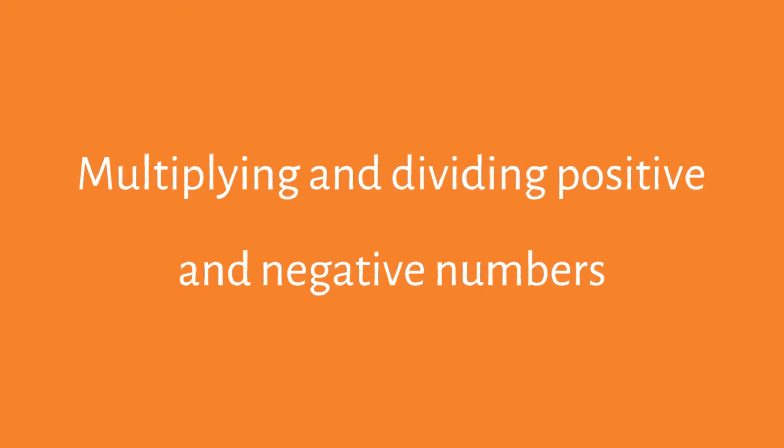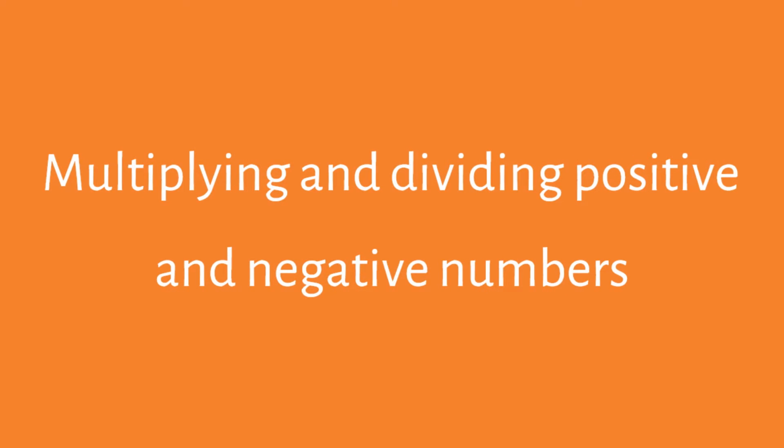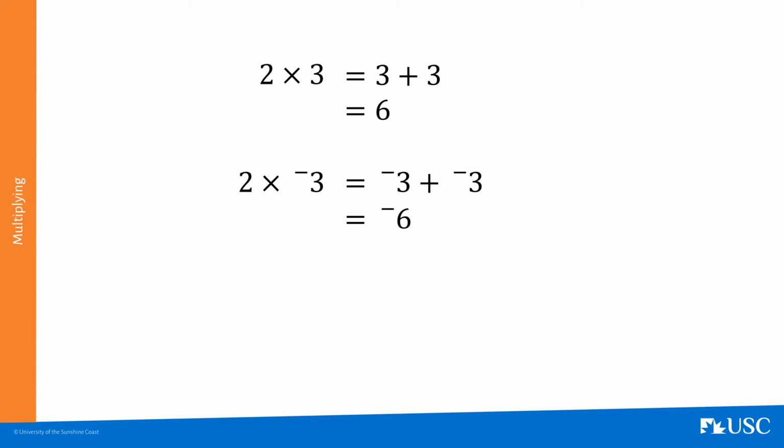Let's now tackle multiplying and dividing integers. Let's do 2 times 3. Well, that's just 2 lots of 3, so that is, of course, a positive 6. Whereas 2 lots of negative 3 will give us a negative 6.